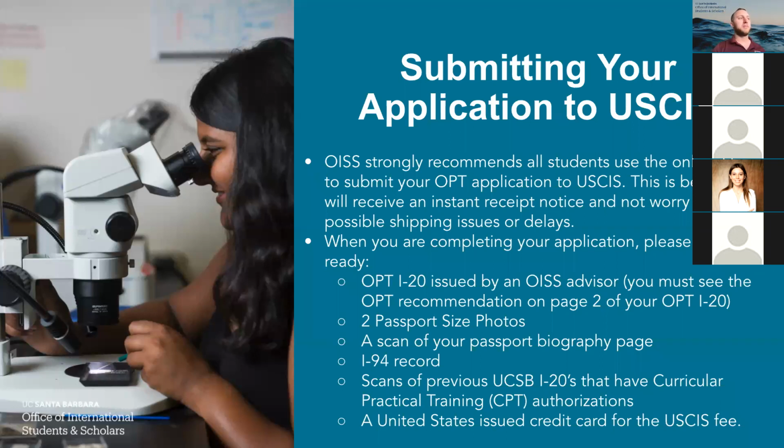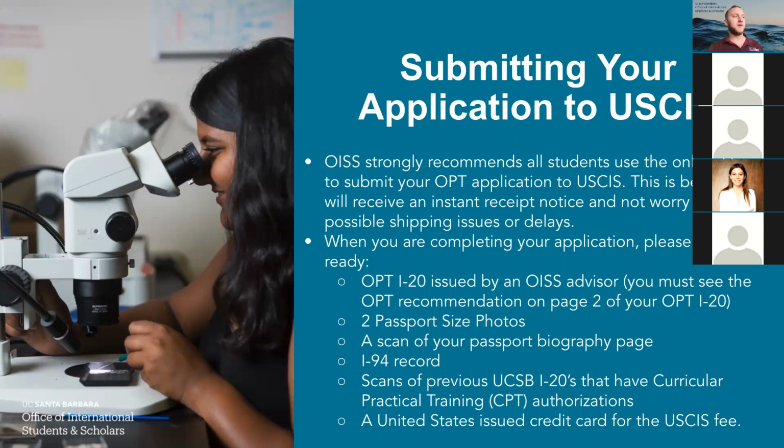When you're completing your application, you're going to need the OPT I-20 issued by your OISS advisor, 2 passport size photos. These can be taken at a local Walgreens or a CVS, maybe even Costco has this service. When you have these photos, you'll then upload them in the online application.